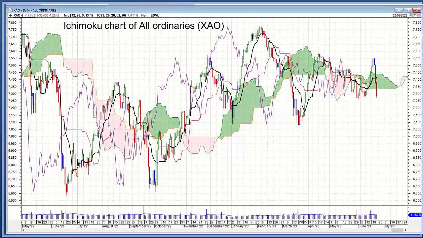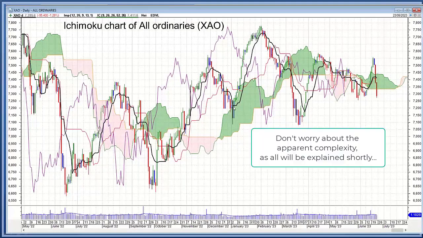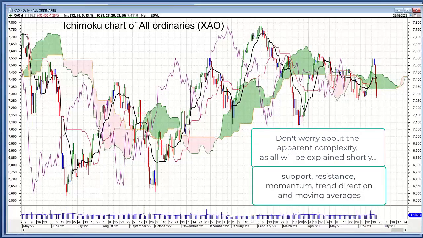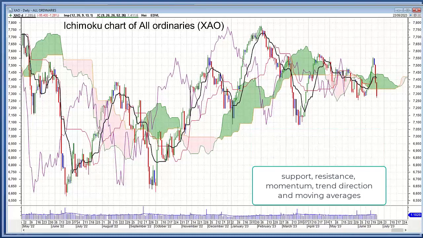So that, believe it or not, is an Ichimoku chart of the All Ordinaries. I picked that one because it looks so higgledy-piggledy. It's actually a collection of technical indicators. There's 5 of them in there, and it shows support, resistance, momentum, trend direction, and the moving averages are plotted on there to get the picture that we can see here.